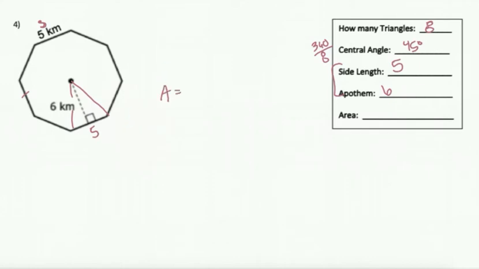We can go ahead and go straight to our area formula because we have a base for our triangle, an apothem height, and we know how many triangles we need inside that figure. So I didn't need to do trig or special right triangles here. I could go straight to our formula. 5 times 6, 30, divided by 2, 15 times 8. Grab your calculator, we get 120 kilometers squared.